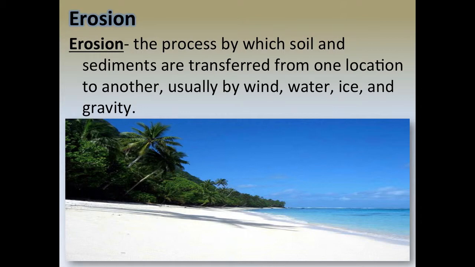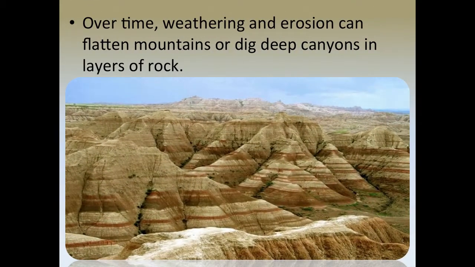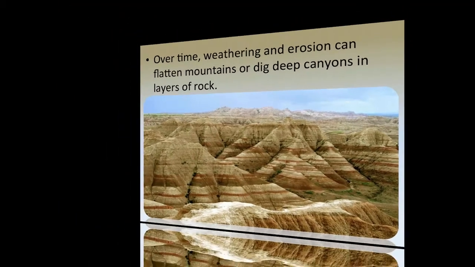Erosion is more or less a verb. It's the process where you see sediments moving. Got it? It's not the whole process of rock being broken down. No, it's the rock that's been broken down because of weathering, and then erosion comes along and moves it. Capiche? All right. Over time, weathering and erosion, because they're related, can flatten mountains or dig deep canyons and layers of rock, whether it's wind and sand blasting or rivers or ocean waves banging on the beach. Over time, it has totally changed our landscape, and it has.